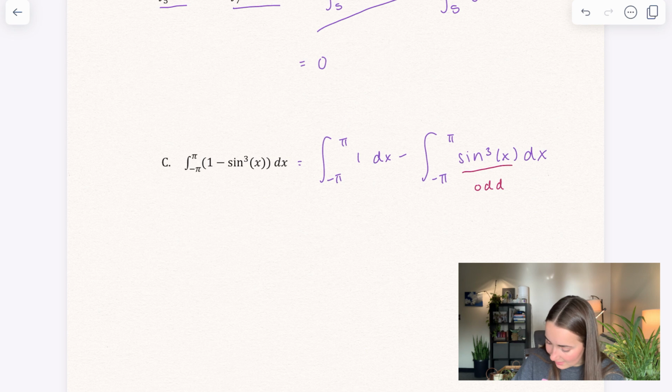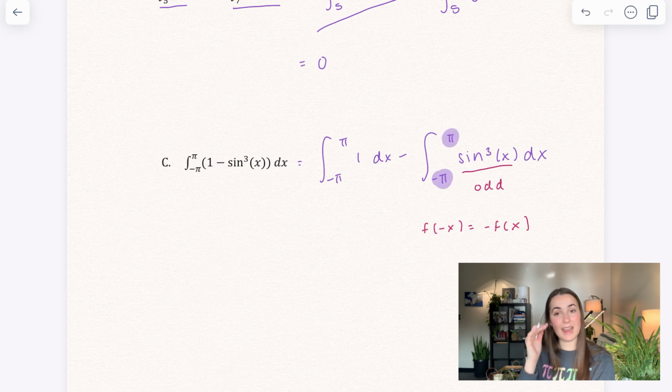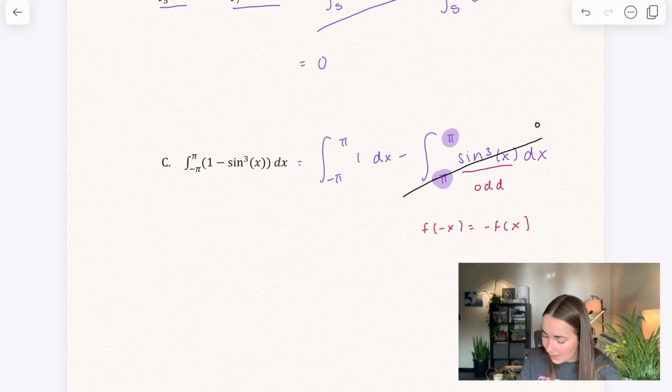And what I mean by that is that f of negative x is equal to negative f of x. And you can go ahead and plug it in to test it, but it is going to be an odd function. And when we have the same bounds, so negative pi to positive pi, that means the integral from negative a to a of the odd function, that whole thing is equal to 0. And so now what we have left over is just this first integral.